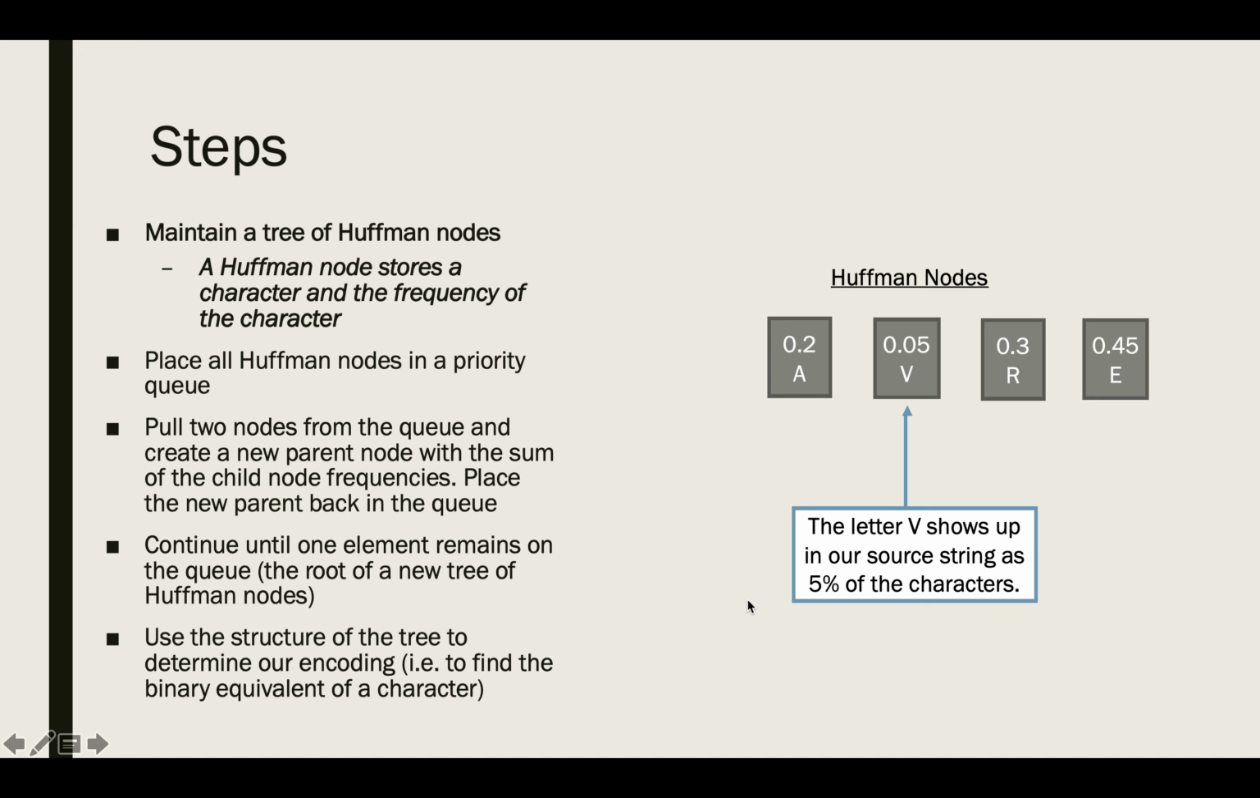So in this algorithm, we store tree nodes, similar to the tree nodes you've seen in binary trees or maybe in a heap-based structure. And we're going to call these Huffman nodes. The nodes in this tree are called Huffman nodes. And each node is going to store a character and a frequency. So here I have A in one of my nodes, and we're saying here that A shows up 20% of the time. Here V shows up 5% of the time, represented by this Huffman node. R 30% and E 45% of the time. So we have a character and a frequency.